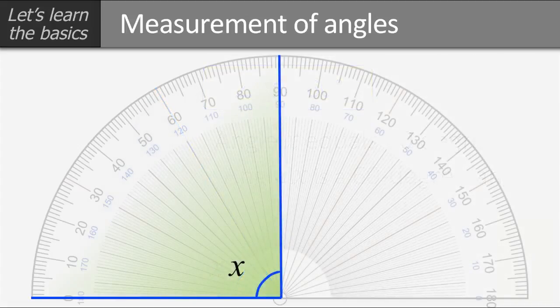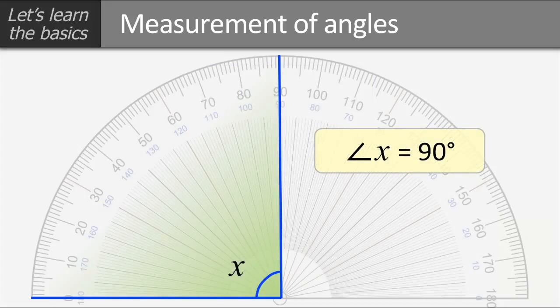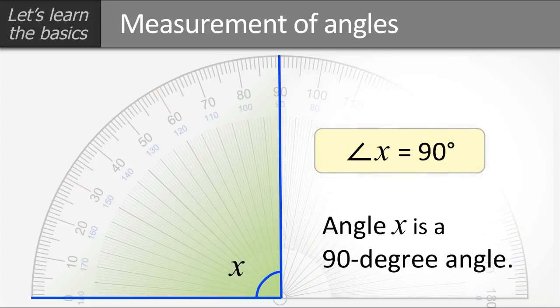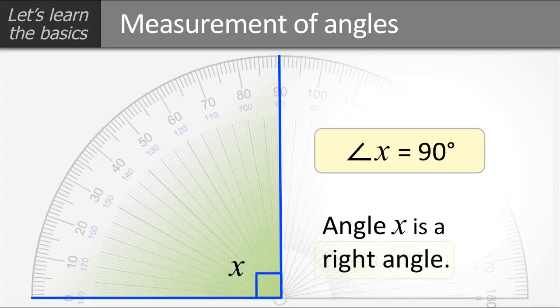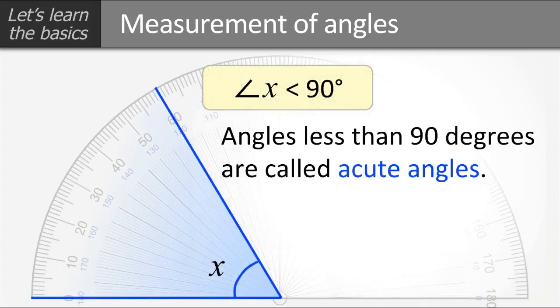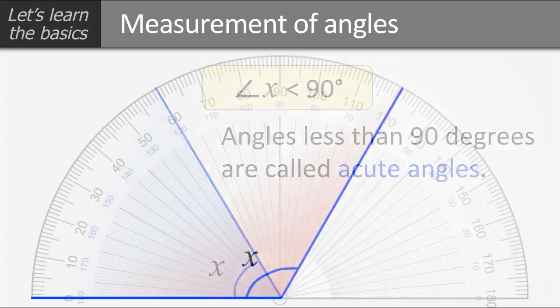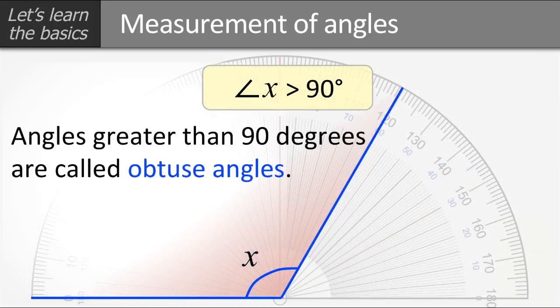Finally, look at this angle. Here, X equals 90 degrees. We can say angle X is a 90-degree angle, or we can simply say that it is a right angle. Angles less than 90 degrees are called acute angles. Angles greater than 90 degrees are called obtuse angles.